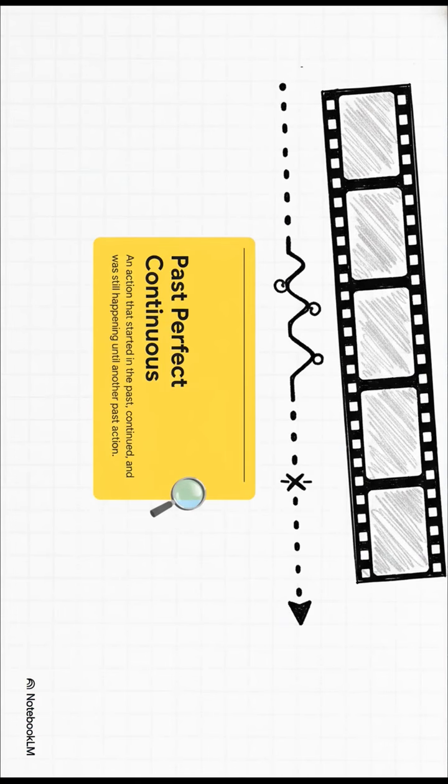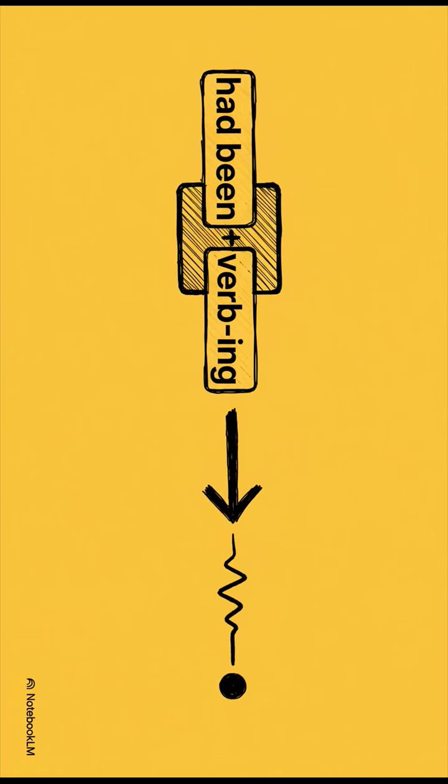Okay, the official definition can sound a little academic, right? But the main idea is actually really simple. It's all about connecting two events in the past. Just picture one action as a movie playing in the background, and it kept playing right up until a second, shorter thing happened. And here's the magic formula that makes it all work. Had been plus a verb ending in -ing. This is the key. If you can lock this little structure into your brain, you've pretty much got the core of this tense down. It's the recipe for adding all that extra detail to your stories.